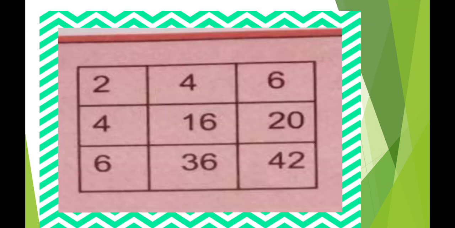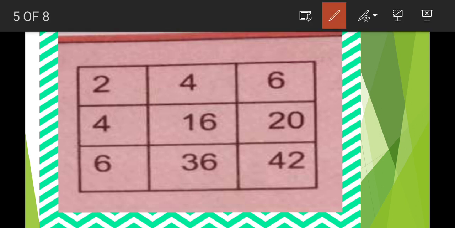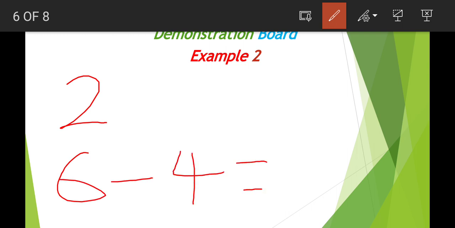Then, assuming 2 was not given, how do we get it? We just simply say 6 minus 4, and 6 minus 4 is equal to 2.